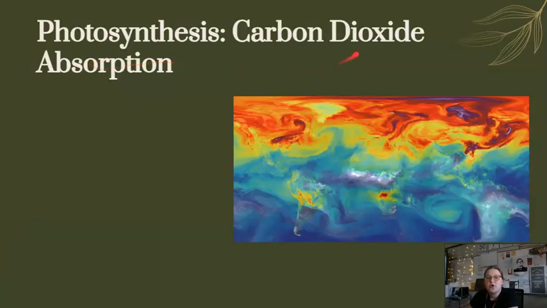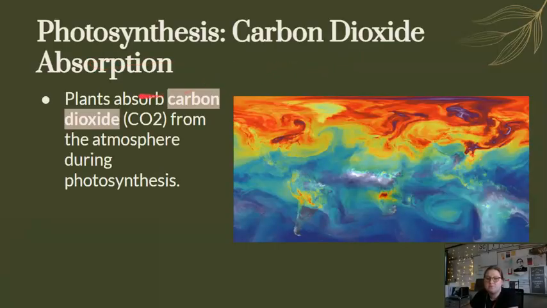Photosynthesis is also important for carbon dioxide absorption. Plants absorb carbon dioxide from the atmosphere during photosynthesis. This map right here is showing carbon dioxide levels, and it's really heavy up at the top, a little heavy right here, but right in the middle, around the equator, is where we have rainforests, which are a really dense collection of plants, with a ton of photosynthesis happening. So there tends to be cleaner air there, less carbon dioxide, and that's what we see right here.